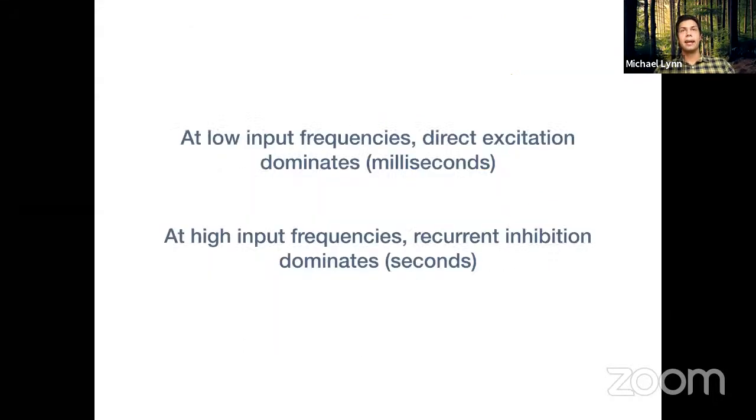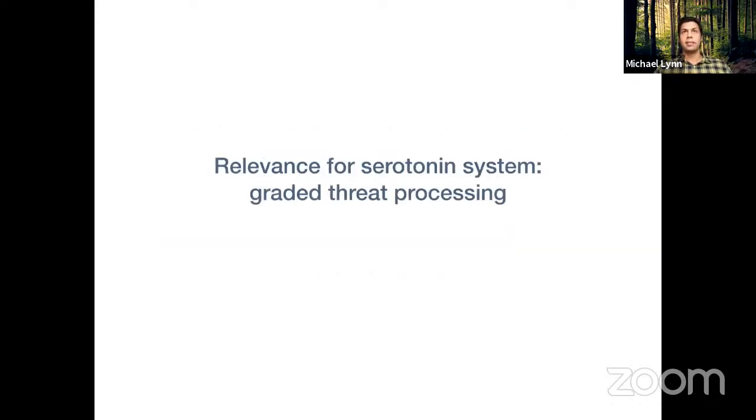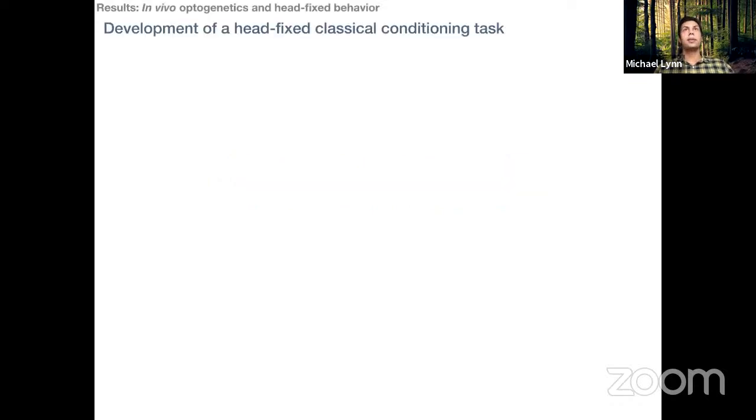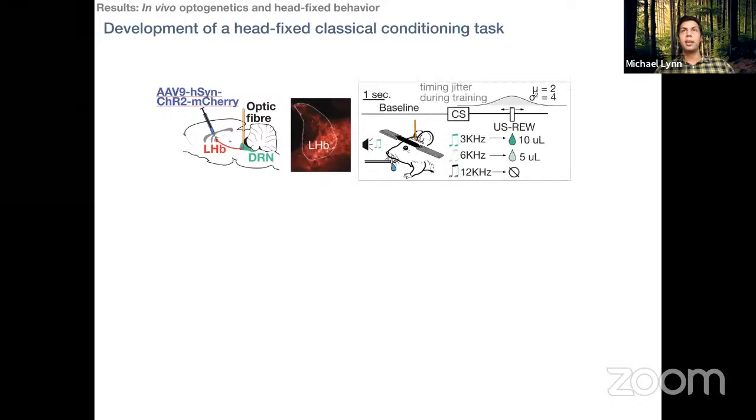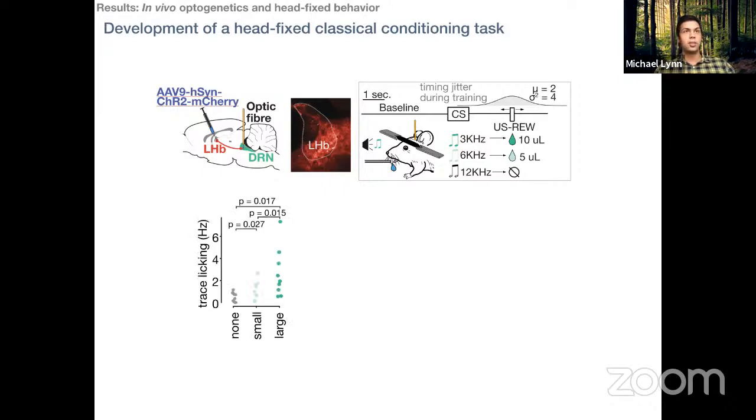Up till now, I've told you that at low input frequencies, direct excitation dominates, and at high input frequencies, you have recurrent inhibition. So what is the relevance for the serotonin system? It would be graded threat processing. I'm going to very quickly go through a simple head-fixed classical conditioning task. I don't have time to do it all, but we wanted to test the frequency predictions for processing and behavior. Here, in a simple task, the animal's head is fixed, it gets a cue and later a reward, and it learns to anticipate. Here I'm showing the anticipatory licking; there's more for large rewards.